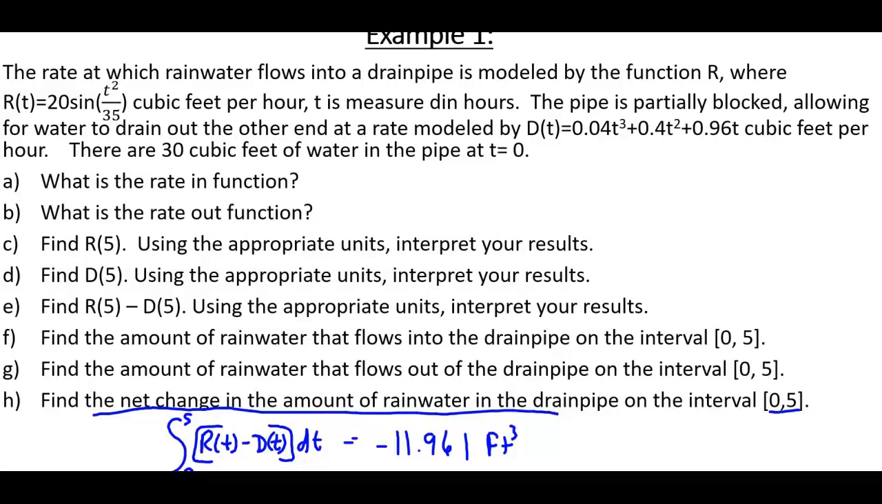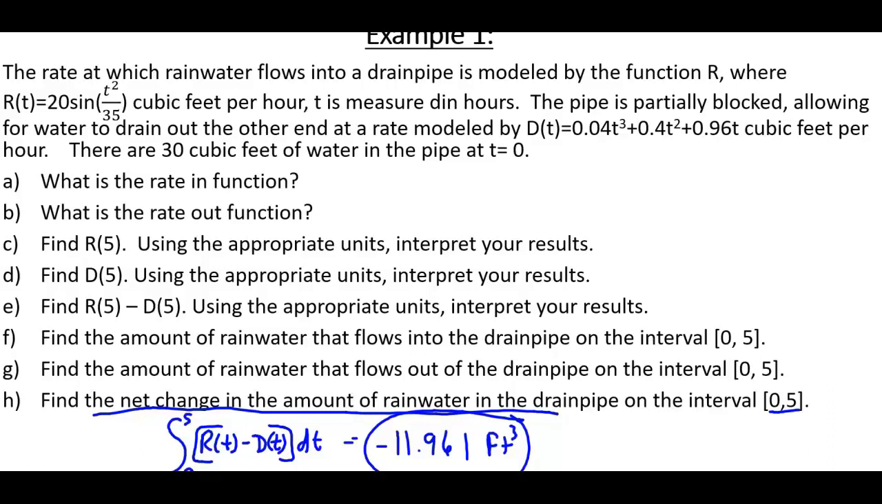So in other words, over that 5-hour period, because the rate at which water was leaving the pipe is greater than the rate at which water is entering the pipe, overall the amount of water that was originally in the pipe to begin with decreased by 11.961 cubic feet. Now that's one way to do it.